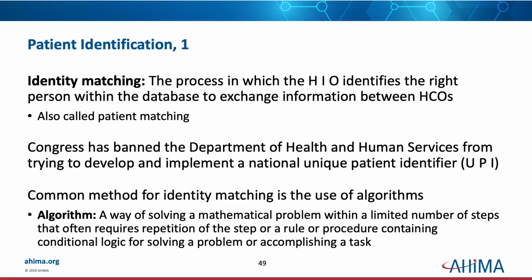So, all right, now we've talked about health information exchanges. Patient identification is a big part of that. How do you make sure that you have the right patient? That is one of the biggest issues with health information exchanges. So the next section is on page 195, and it goes through identity matching, also known as patient matching. It's where the HIO, the Healthcare Information Organization, identifies the right person within the database to exchange information between healthcare organizations. So make sure that you know that definition.